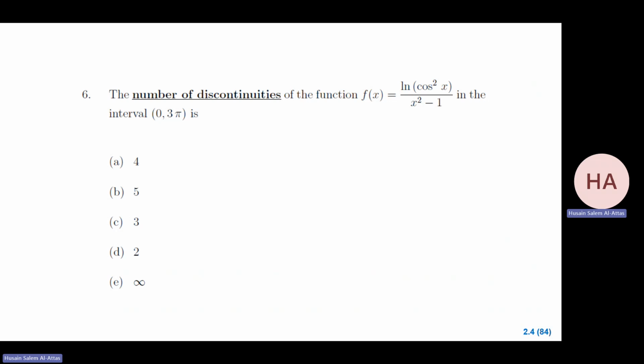Now we'll come to these problems. He gave me an interval, and that will make our life easier. I need x squared minus 1 not equal to 0. This is easy to do. Now I need the argument of ln to be positive.